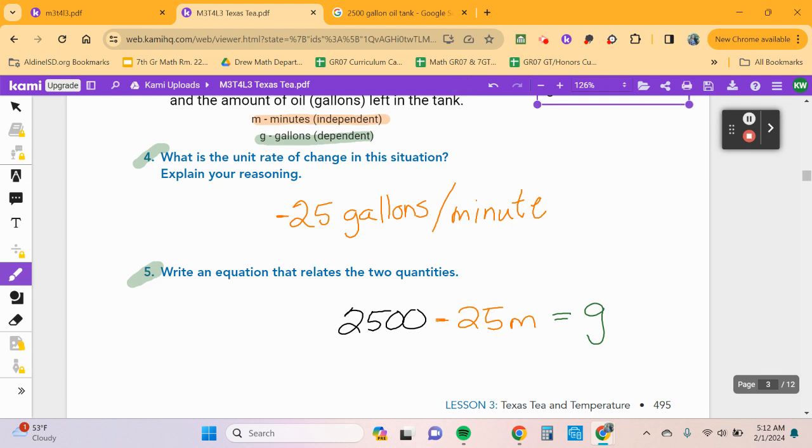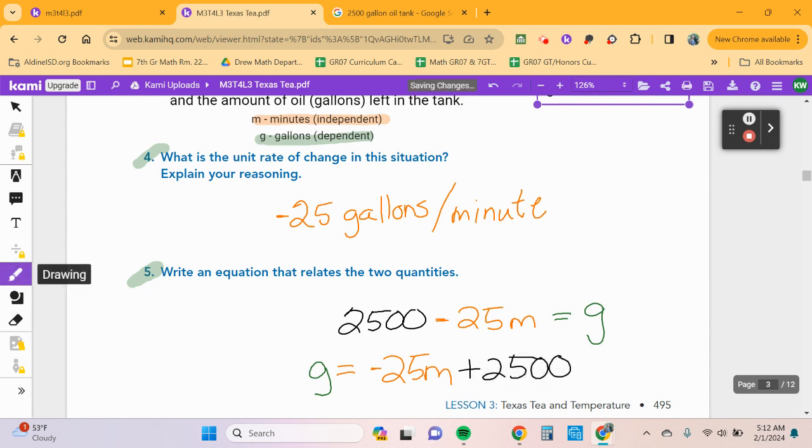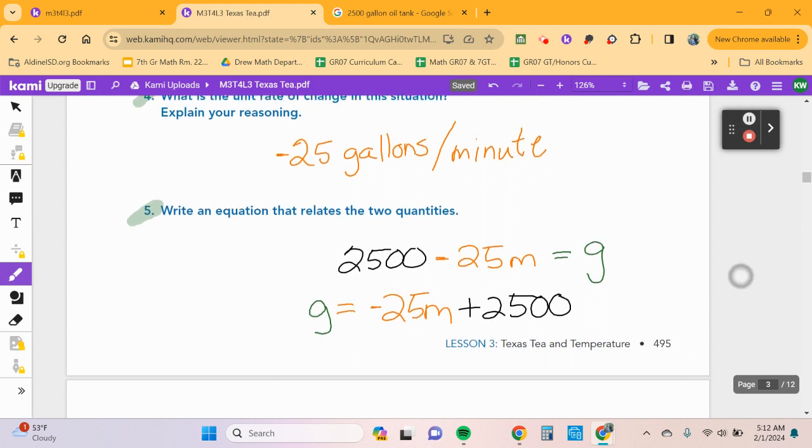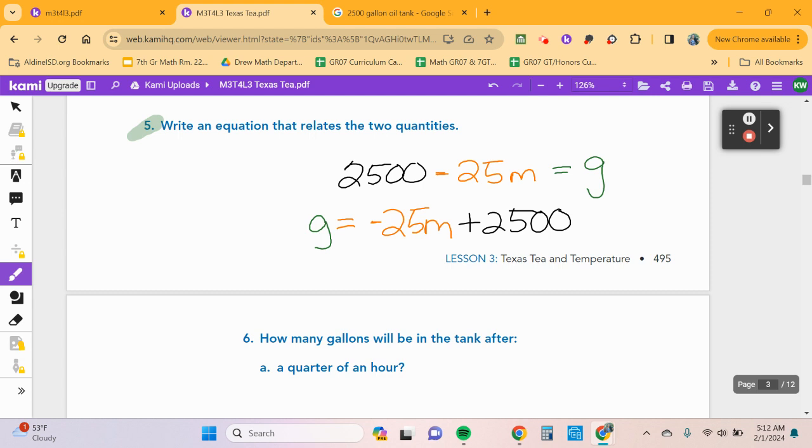Of course, this can also be written as G is equal to negative 25 per minute plus 2,500, because that's our starting point. Go ahead and take a couple seconds and get that down. And then we will be moving on to question number 6.